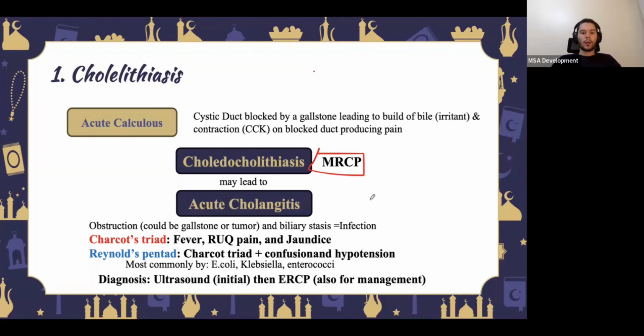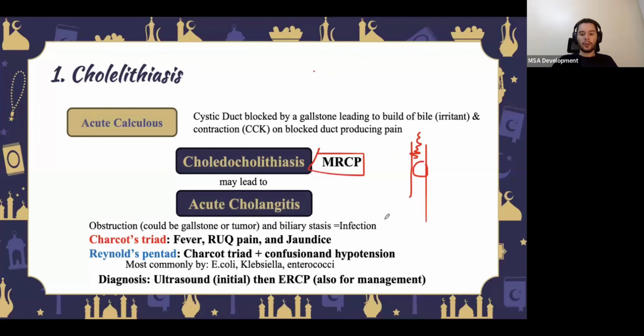Okay. So taking a look at cholelithiasis, you could diagnose it using an MRCP. And as we mentioned, it may lead to acute cholangitis. So if you have this obstruction, you'd have bile accumulating above, and this could lead to an infection over there. And this is acute cholangitis, where you have right upper quadrant pain, you have fever, and you have jaundice because bile can no longer be excreted.